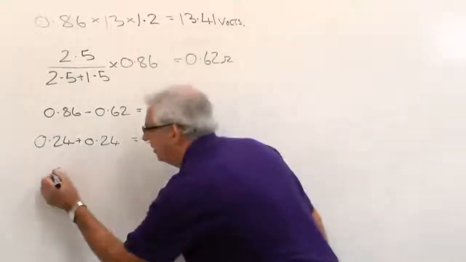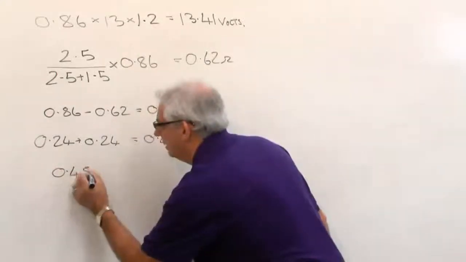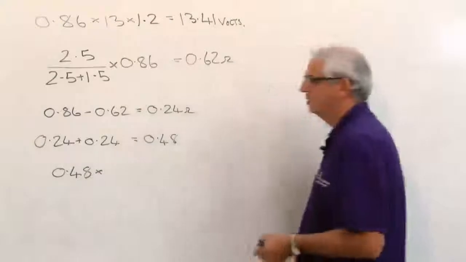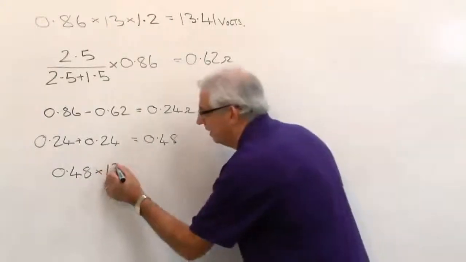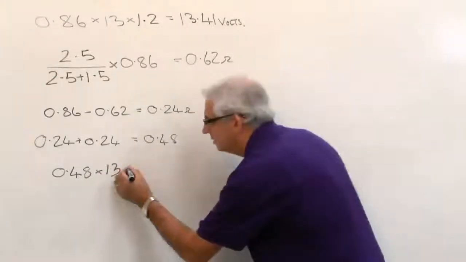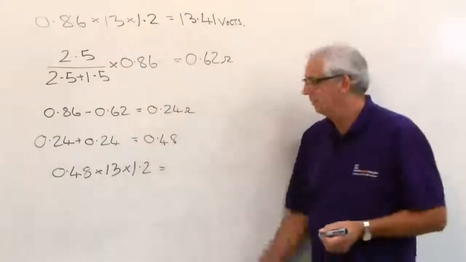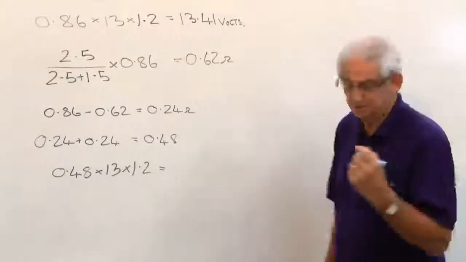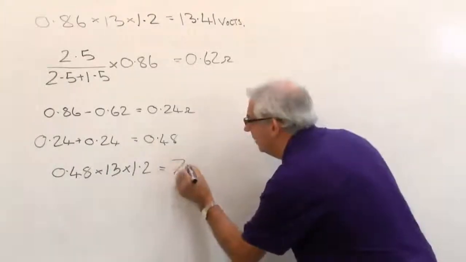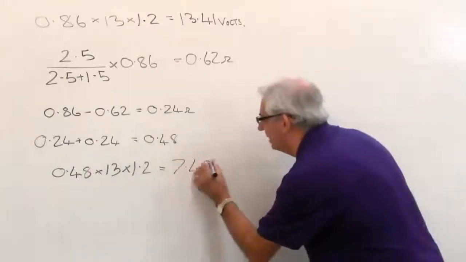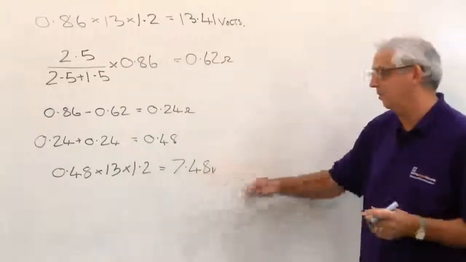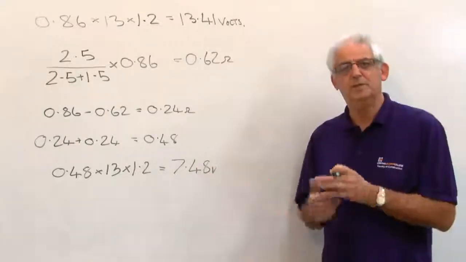So 0.48 times the current rating of the heater times 1.2, which is the value which I use for my temperature correction, will give me a value of 7.48, which is in fact the volt drop for that circuit when it's fully loaded.